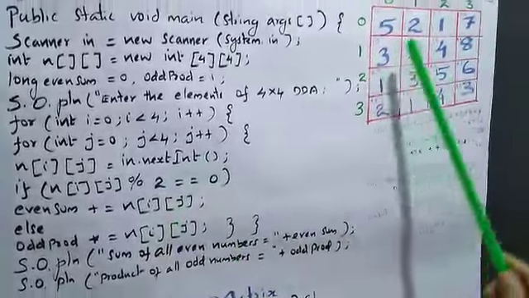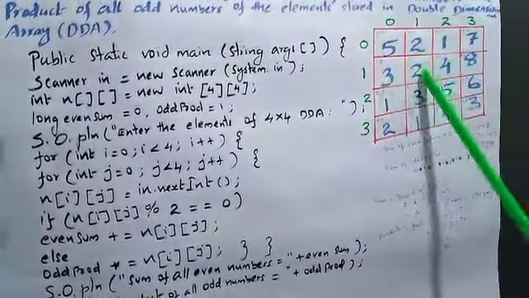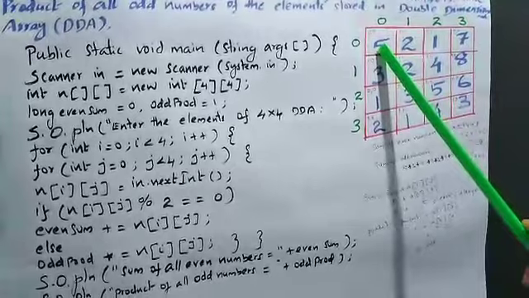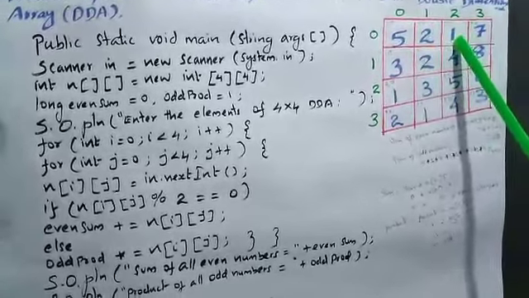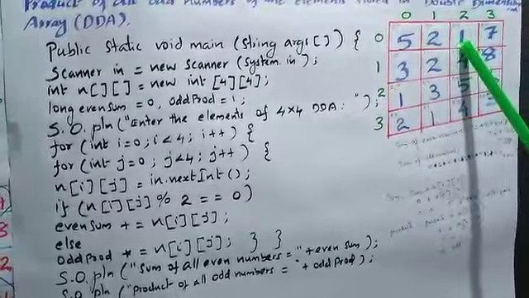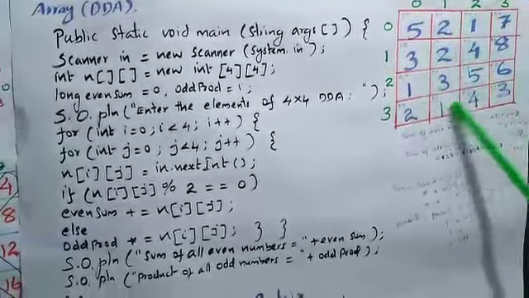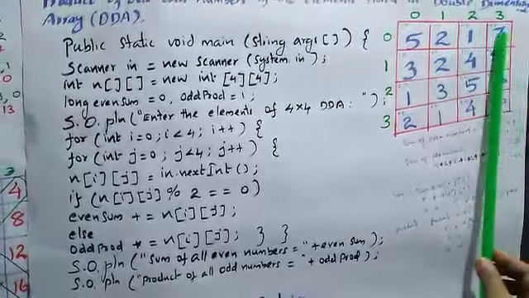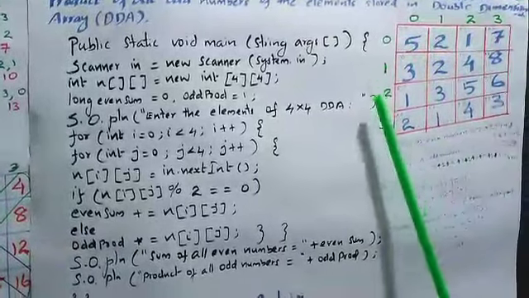See that here we have used the elements 5 2 1 7, 3 2 4 8, 1 3 5 6. So at index 0 0, which element was that? 5. At 0 1, which element? 2. At 0 2, which element was that? 1. And at 0 3, which element was that? 7. This way we have input the elements. Among these elements, you have to take the even numbers, and those even numbers you have to sum.